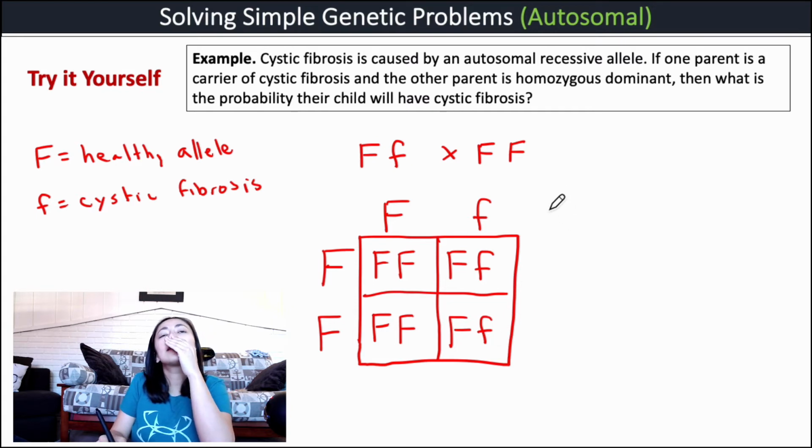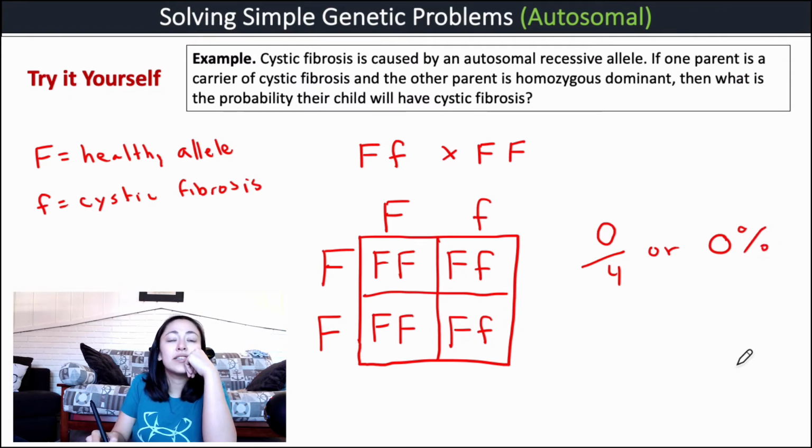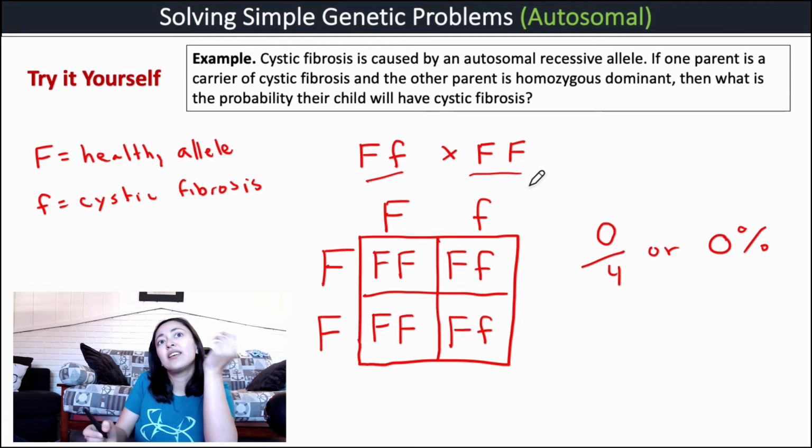So in this case, what is the probability their child will have cystic fibrosis? Well, in order for a child to have cystic fibrosis, they would have to have two recessive alleles. Is that possible with these two parents? Can they make a child with two recessive alleles? No. So 0 out of 4, or in other words, 0% chance that their child would have cystic fibrosis in this case. So if one parent's a carrier but the other one is not, then there's no chance that their child would actually have cystic fibrosis.